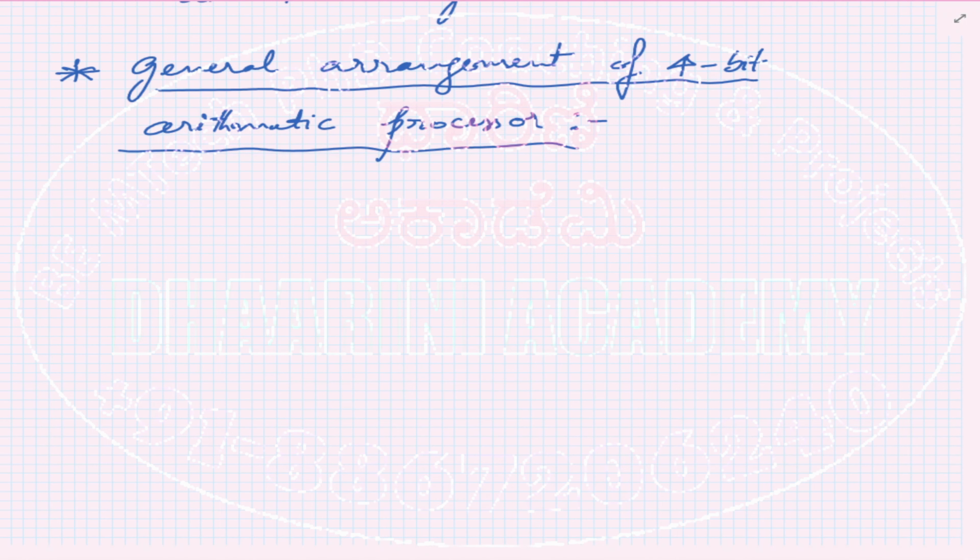Now in order to understand how you arrange the components of a processor which is capable of performing a 4-bit arithmetic, you first give some data. 4-bit arithmetic in the sense I take two 4-bit numbers and I perform arithmetics. So this suggests that you should have a facility to store your numbers. It means I need memory. That's the first thing. Okay.